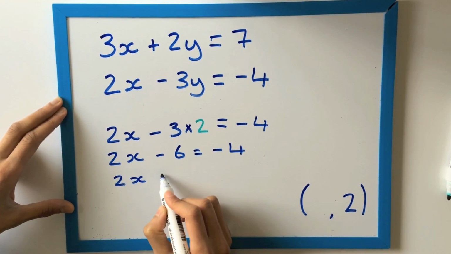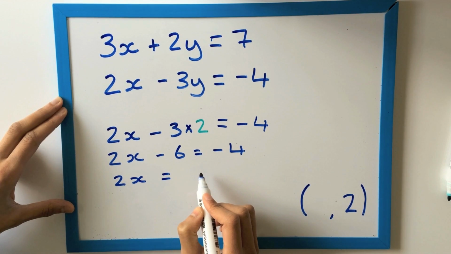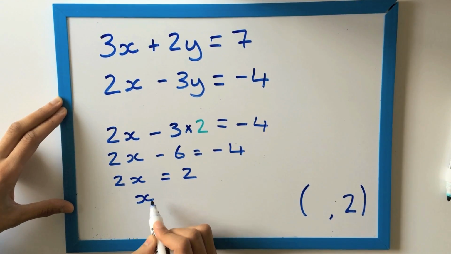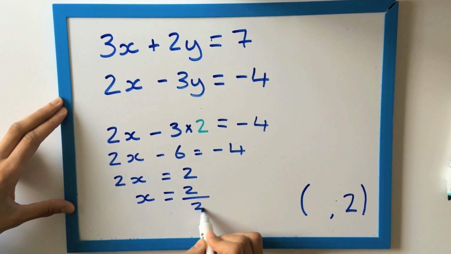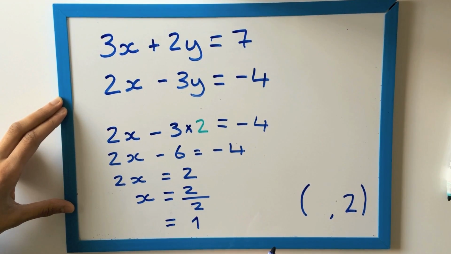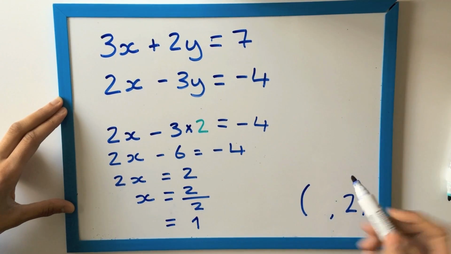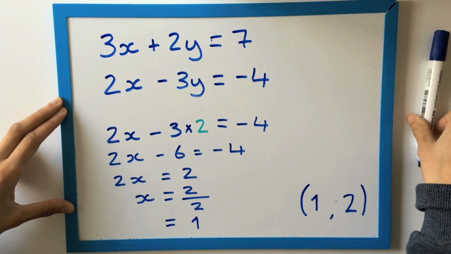2x is equal to minus 4 plus 6, which gives us a value of 2. Dividing both sides by 2, x is equal to 2 divided by 2, therefore x is equal to 1. So we've now solved for our value of x, and this is our x point. Our x coordinate is 1, so our point of intersection is the point 1, 2.